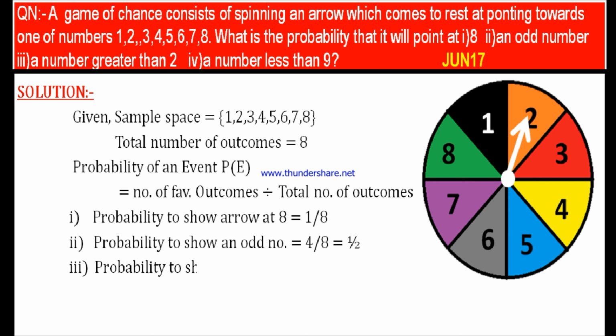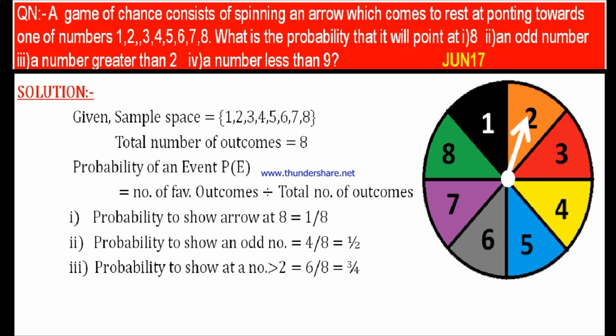And the third bit, the probability to show a number greater than 2. Now, how many numbers are there greater than 2 in the sample space? The numbers greater than 2 means you cannot count 2.